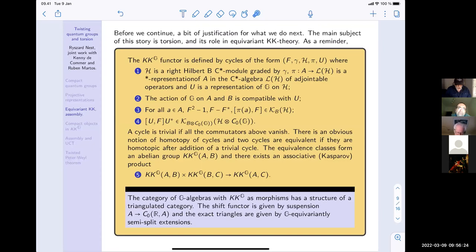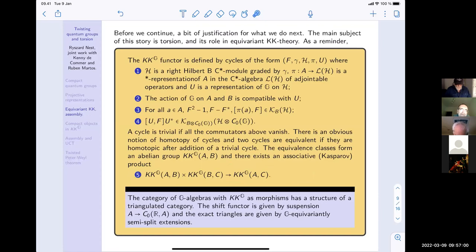Now, the reason that we are talking about this is that I can look at the category of G C star algebras with KK^G zero as morphisms. So I have the associative product, so I can use that to define a category. So now I have a category, but it's not of quantum groups. It's a category of C star algebras, but with KK^G as morphisms.